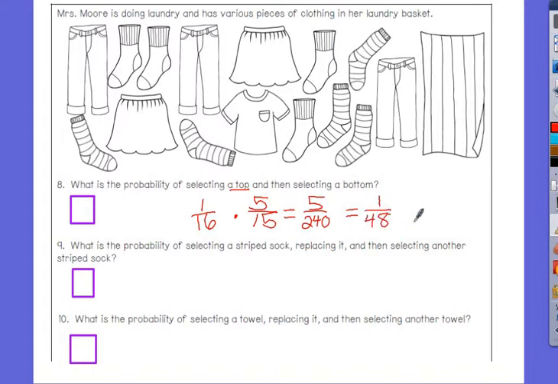Is that a blanket or a towel? Towel. Oh, yeah, it says towel. Okay, so probability is 1/48.